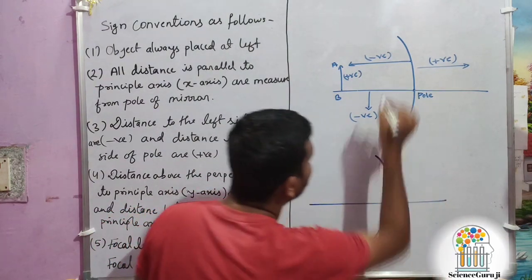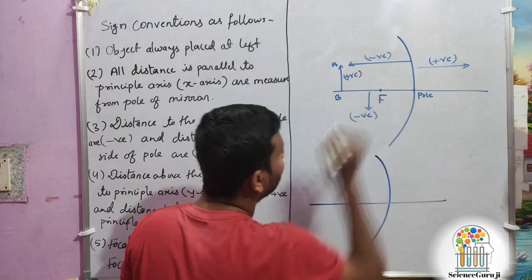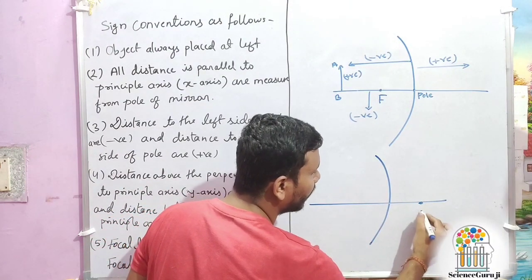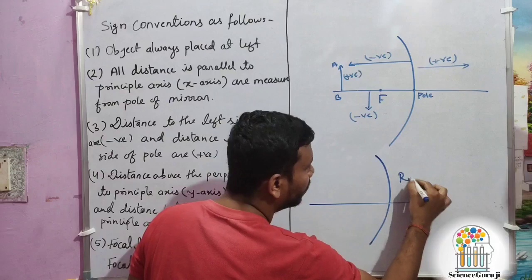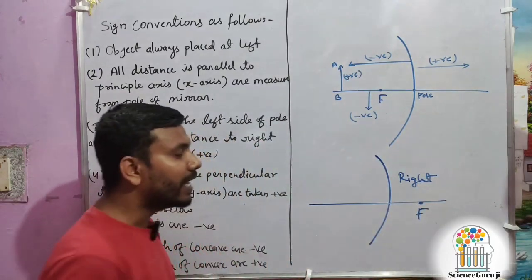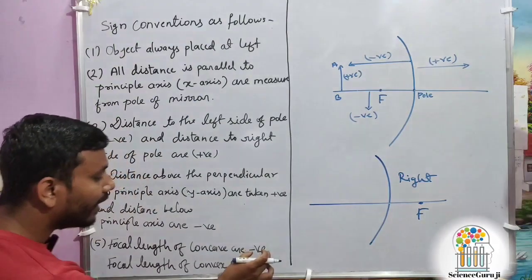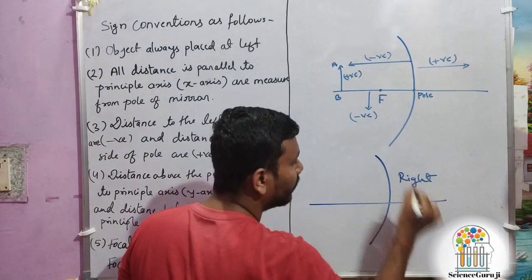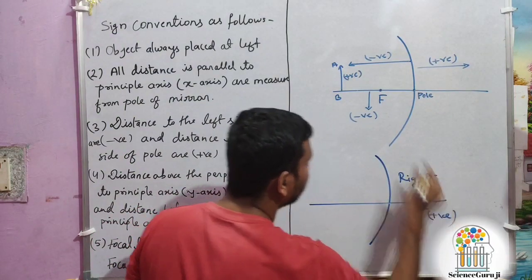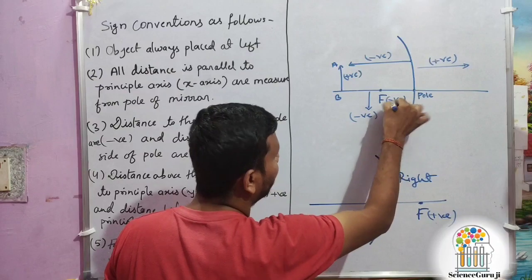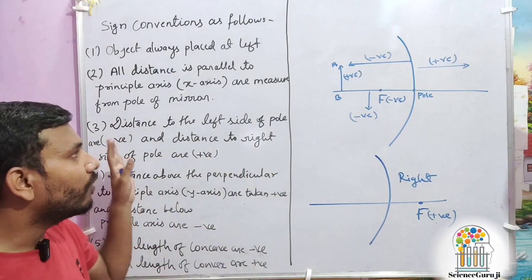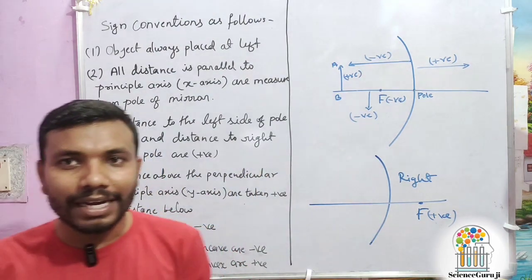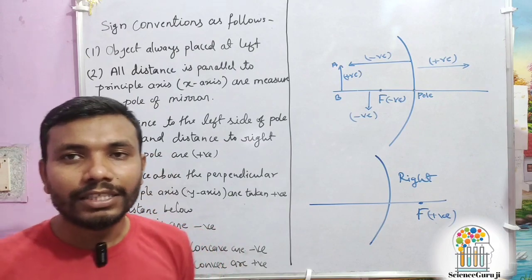Here, we know that the focal length will form on the left side of the mirror for the concave mirror, and on the right side for the convex mirror. That's why we use negative for the concave and positive for the convex. Remember, this one is positive and this one is always negative. So this is our sign convention for reflection by a spherical mirror. Hope you understand this. So let's move to our next point.